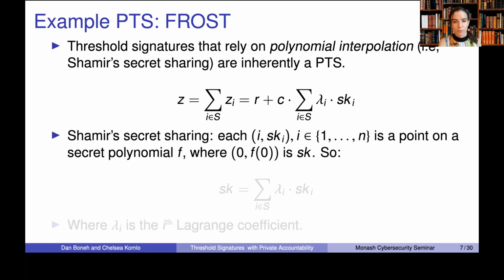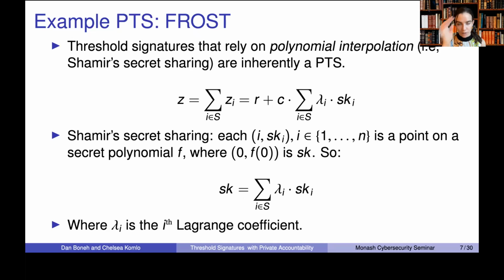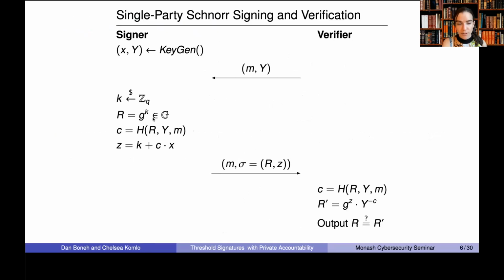So that probably was a lot of words, but really what's happening here is for Shamir secret sharing, every secret key is a point on some secret polynomial, where the 0th point is the secret key. So really what's happening here is this sum of the lambda i sk_i. What this does is this evaluates to the secret key, which is really f of 0 on the secret polynomial. And if you think about polynomial interpolation, what you get is essentially a signature that looks like this Z. So what polynomial interpolation does is it sums a bunch of values and it results in just this value, the secret key, which is just a point on some polynomial.